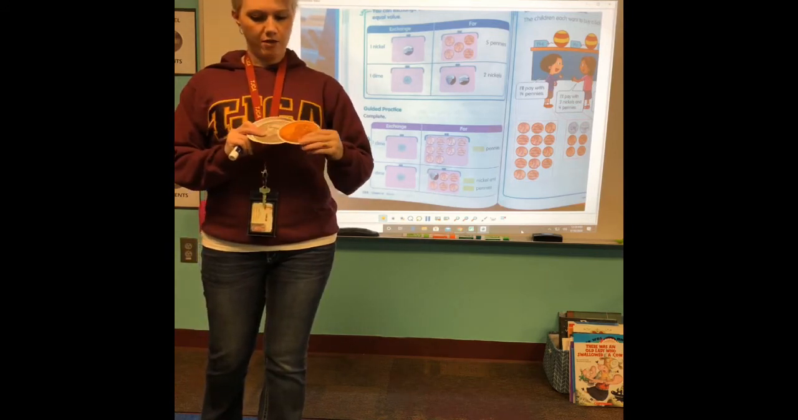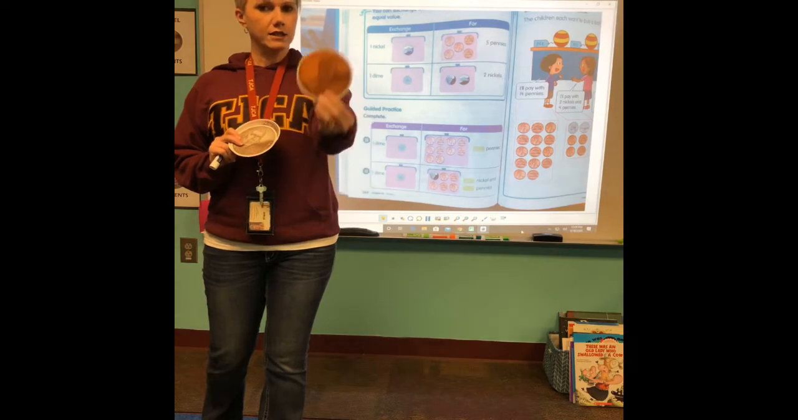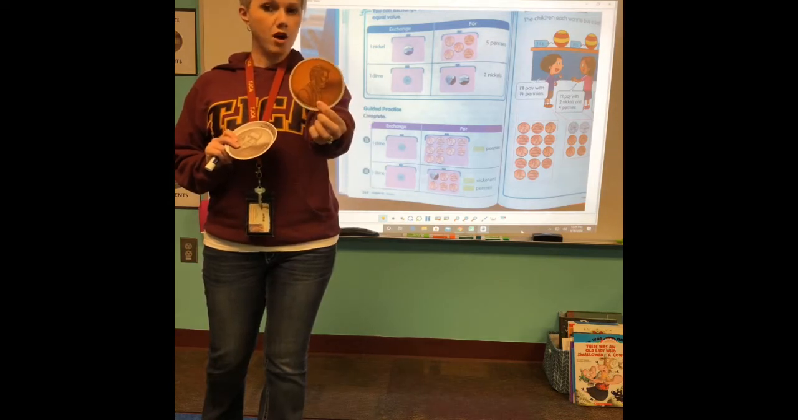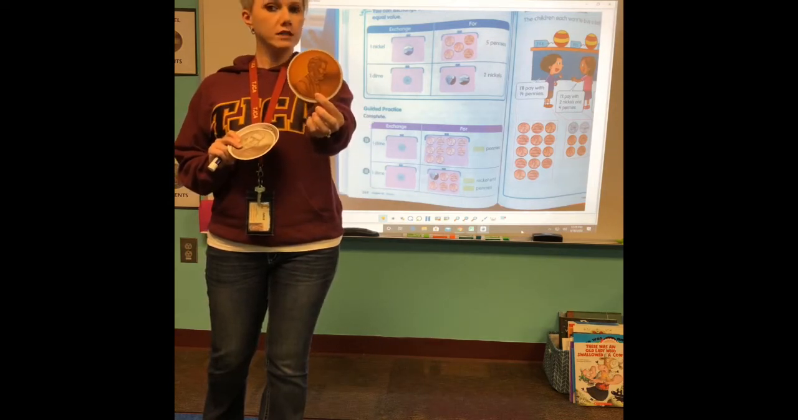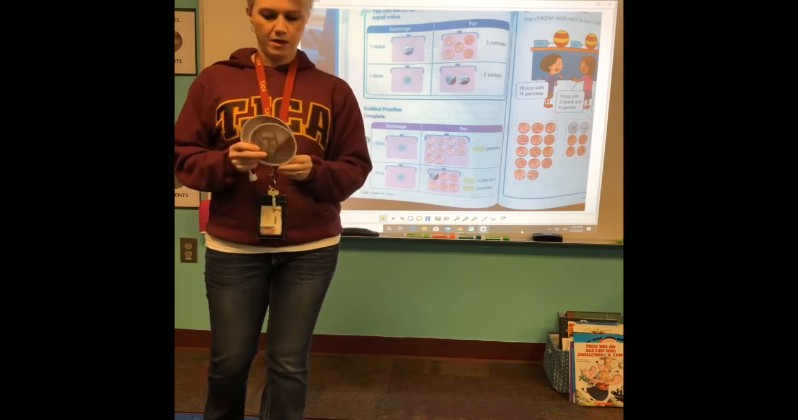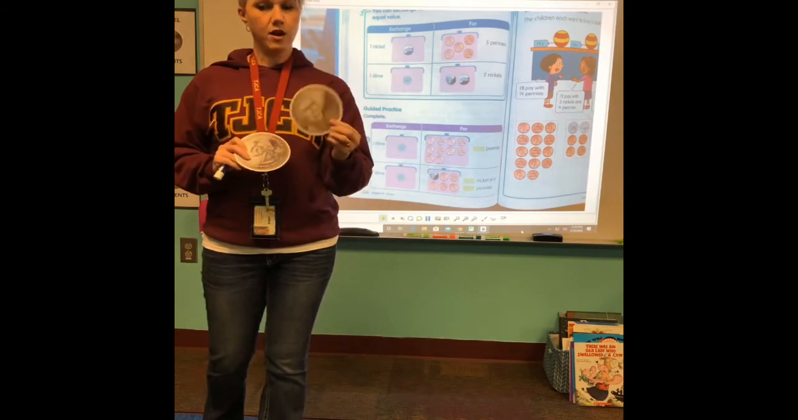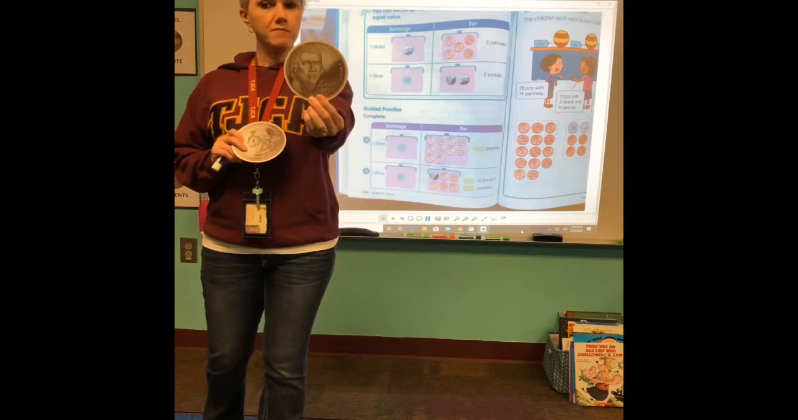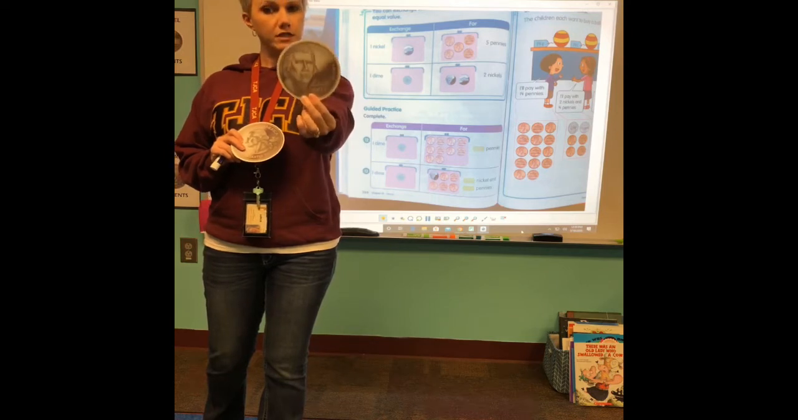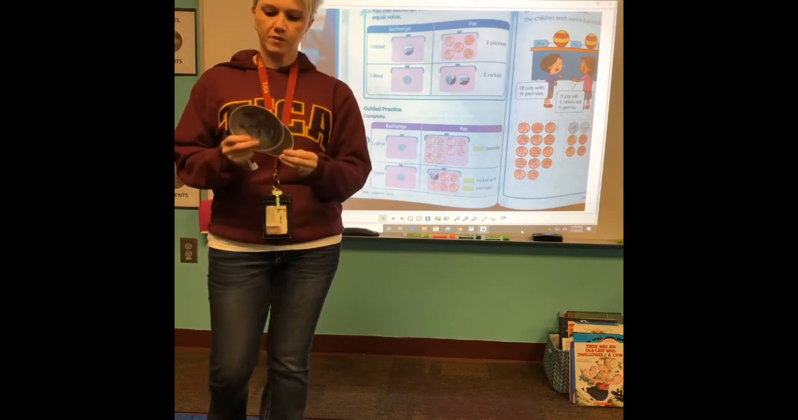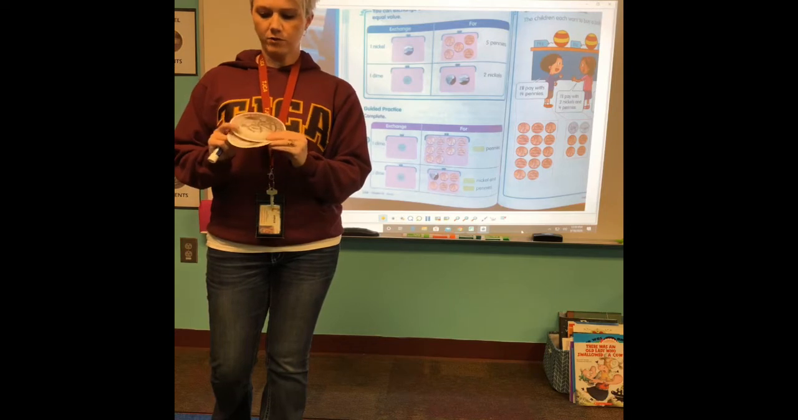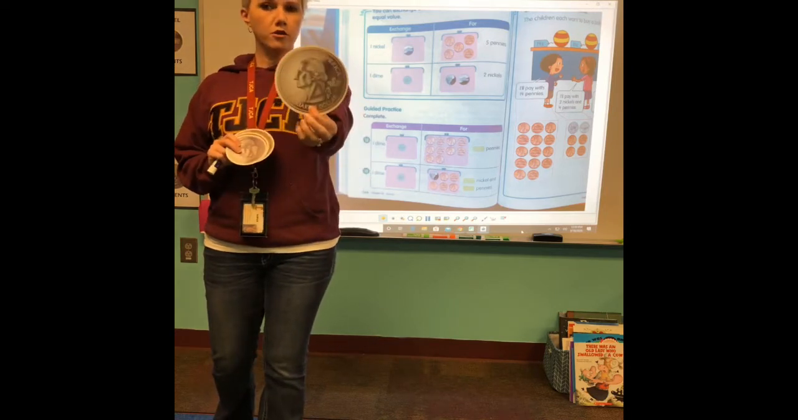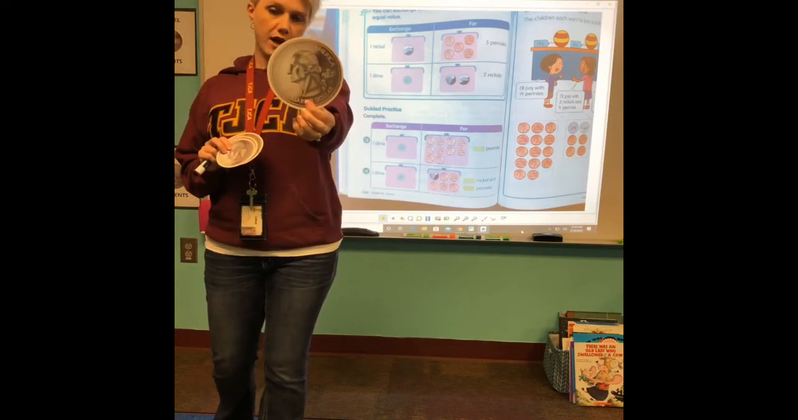Then we have the next bigger one. It's a penny, it's bronze, and it's worth 1 cent. Then we have our nickel. It's a little bit bigger than a penny. It is worth 5 cents, and it's silver. And the biggest one we will use in first grade is our quarter, and it's worth 25 cents, and it's silver.